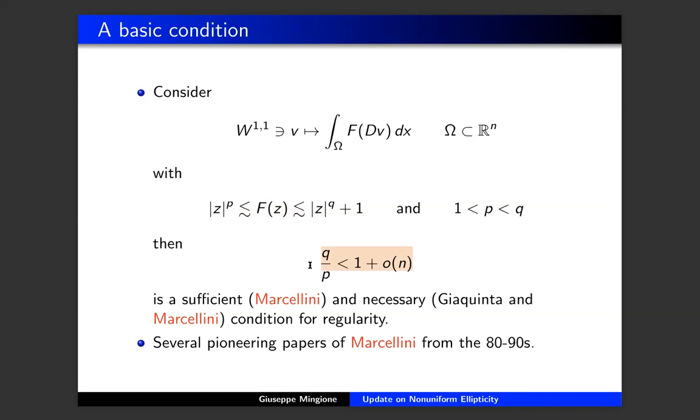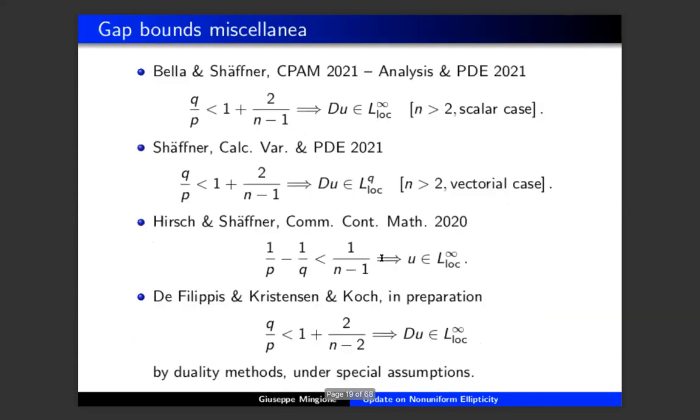Otherwise, there are counterexamples given by Marcellini and Giaquinta. And usually this is of the type a constant over n, which goes to zero when n goes to plus infinity. Okay, you can look at these papers by Marcellini, and then there's been a lot of work on this. For instance, many people devoted themselves to finding the optimal bounds that are at the moment not known. This is, for instance, a list of recent contributions.